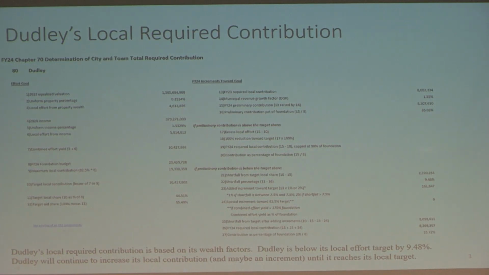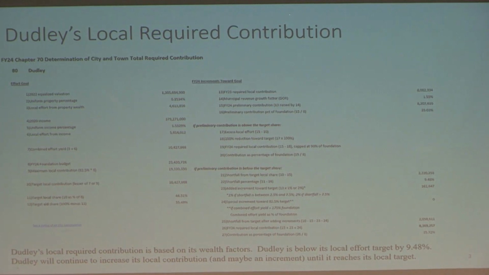In this case, it's the combined effort yield, so that is based on EQV and income, which are considered wealth factors. On the right-hand side is how Dudley is doing trying to meet that target. There are some calculations that take place to determine the preliminary contribution. That's up at the top. Start with the prior year's local contribution. It gets inflated by something called the municipal revenue growth factor, which is based on town revenues reported recently, to get a preliminary contribution, and then that's compared against the target. And in some cases, if the difference between the preliminary and the target is substantial, there may be an increment that takes place to get the local required contribution a little closer to the target.